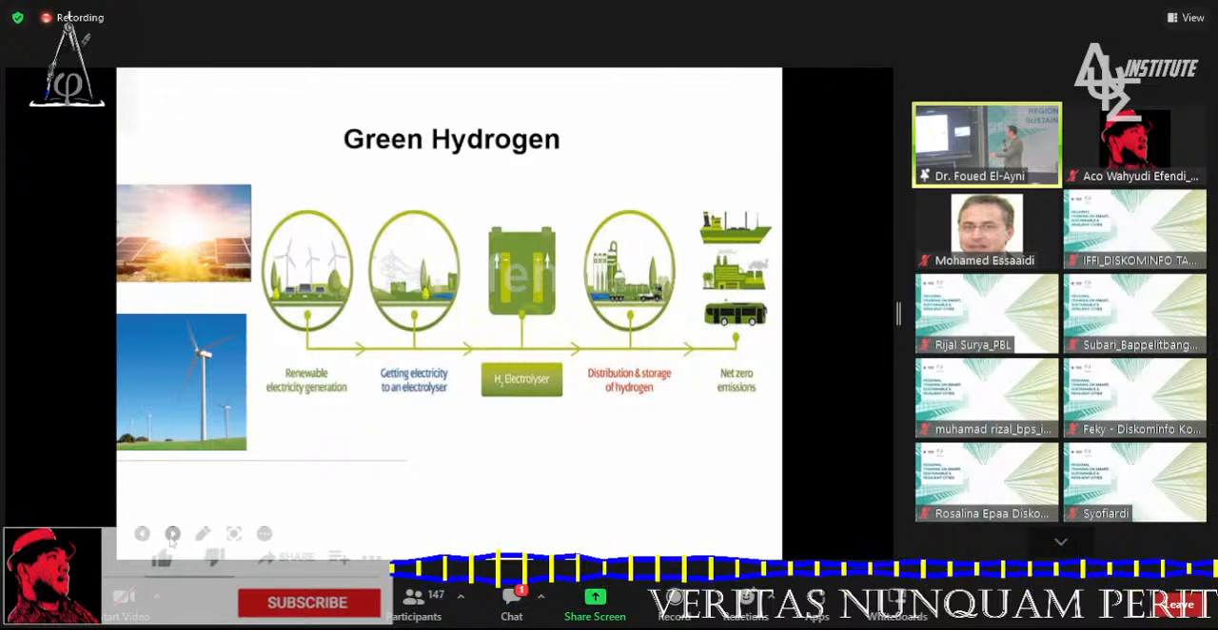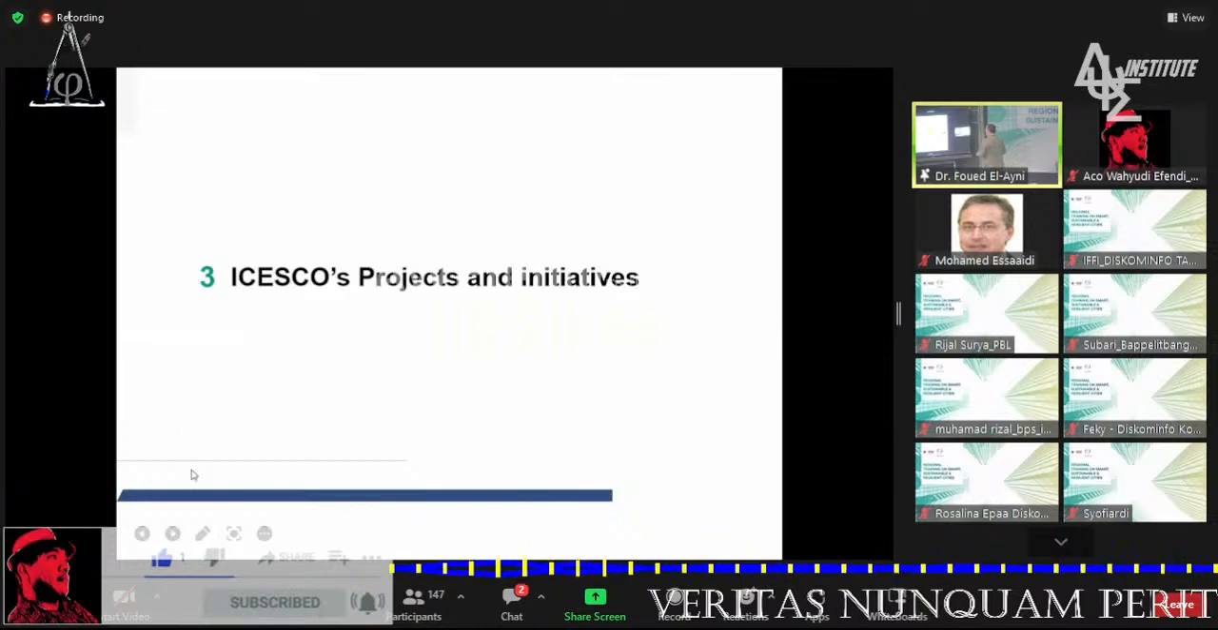This is the new trend now. When we open the news and all the details, maybe scientific papers, they are all talking about green hydrogen, how to produce green hydrogen as an alternative possibility to shift from fossil fuel and to produce a new source of energy. So please, can you go to the next one?